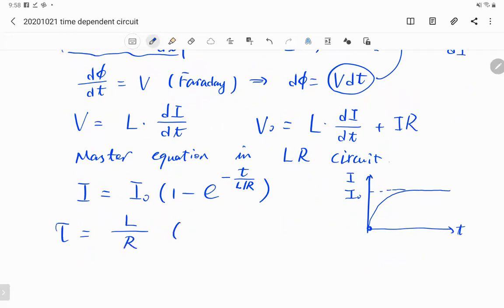This is the inductor, resistor, series connection circuit.